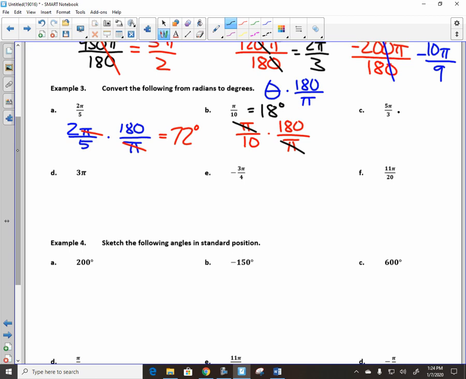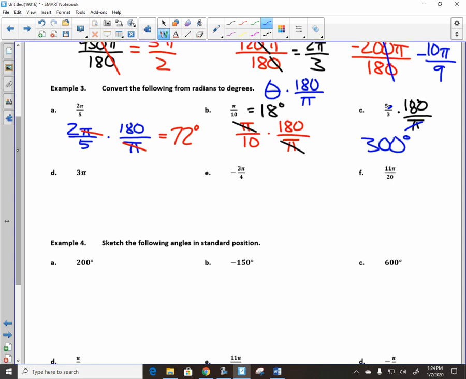Five pi over 3, you could just write, I multiply by 180, I divide by pi. You can see that the pi's cancel. 180 divided by 3 is 60 times 5, 300. So again, I would encourage you, if you want to use your calculator, you can, but I would encourage you to try to do it without as much as possible.